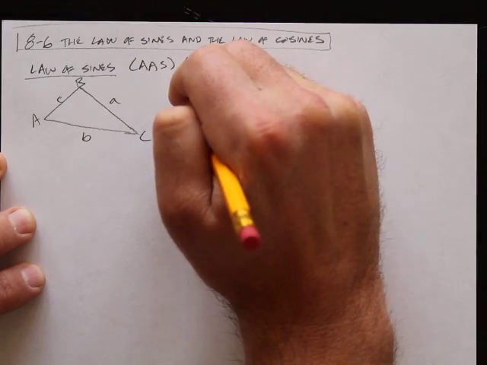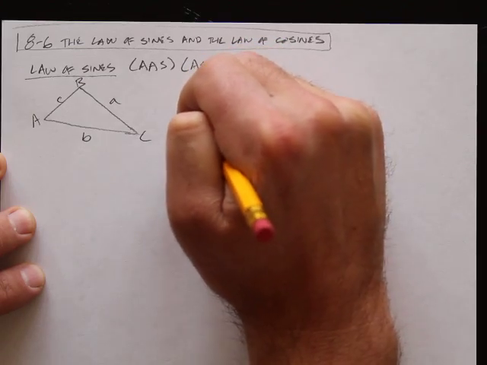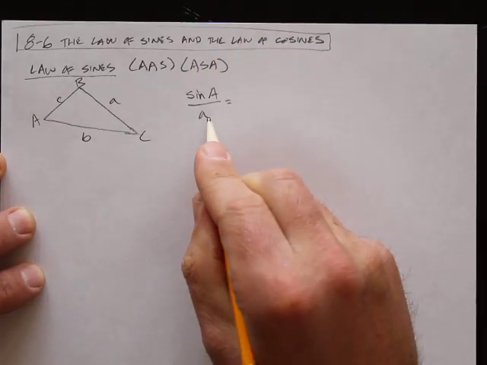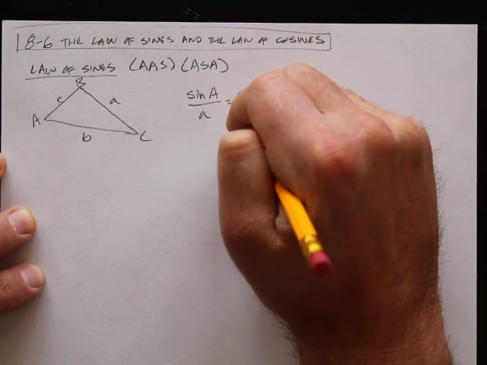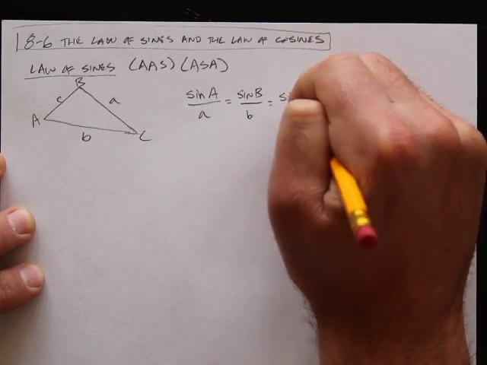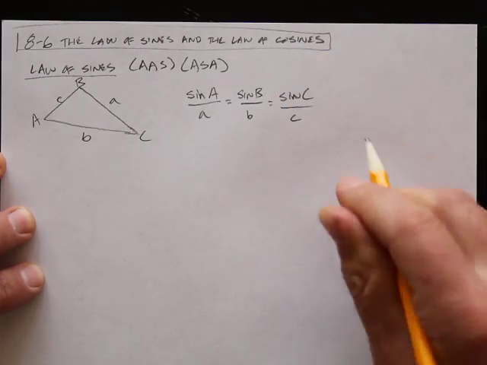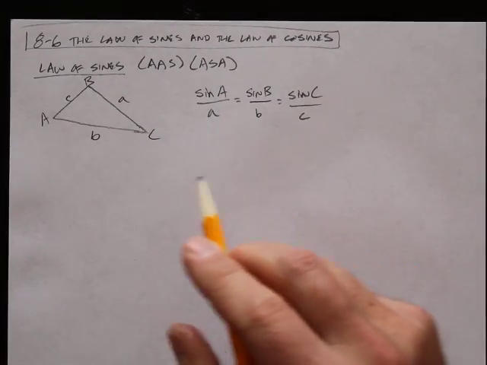So the law of sines is this: sine of angle A over A equals, so that's the side down here, sine of angle B over side B equals sine of C over side C. So let's do an example here and see if we can figure out what's happening.